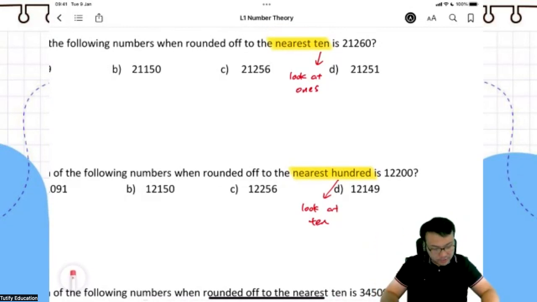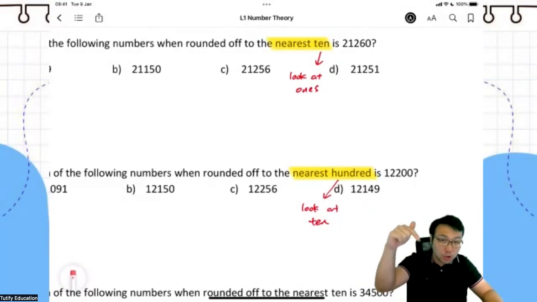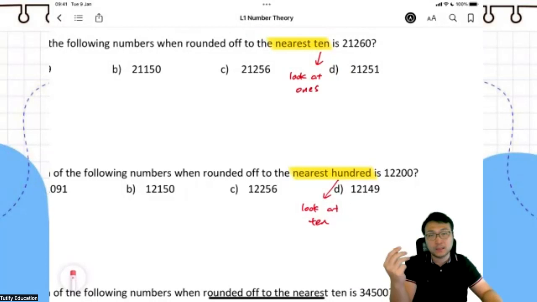So what are the rules of rounding? If the number is 5 or higher than 5, you always round up. If the number is lower than 5, smaller than 5, which means 4, 3, 2, or 1, you should always round down. That's the rule.